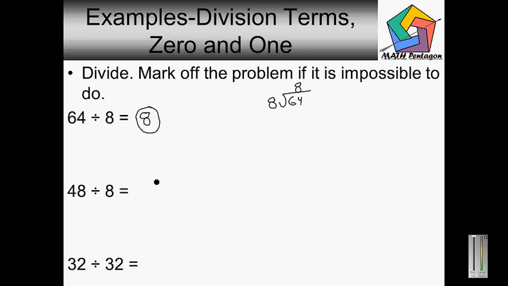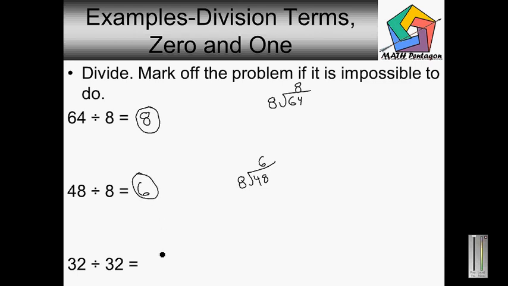Okay, let's go to the next example. We have 48 divided by 8. So how many times does 8 go into 48? 8 goes into 48 6 times, because 8 times 6 is 48. So the answer to this would be 6. So that's the final answer.